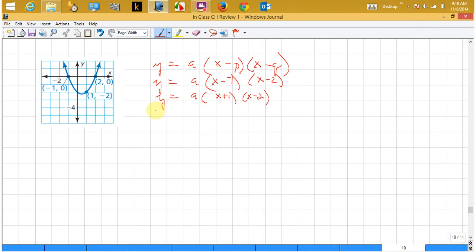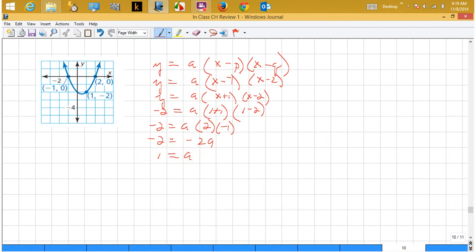So y is -2. Let's plug that in. We've got a, and then we've got x, 1 plus 1, and then we have the x value, 1 minus 2. So that's going to be equal to: -2 is equal to a times 2 times (1 - 2). That's a -1. So I have -2 is equal to -2a. 1 is equal to a.